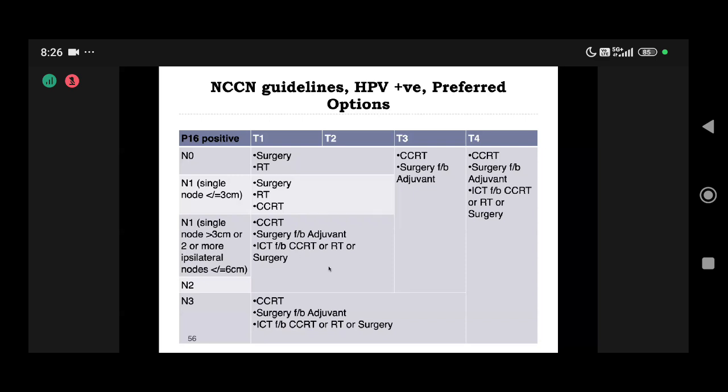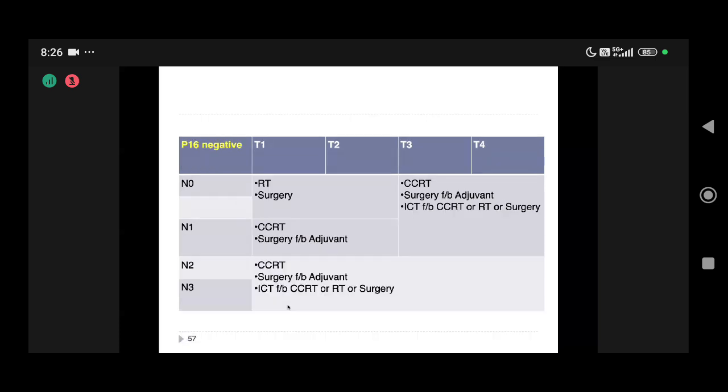But as the nodal stage goes up, the oncological outcomes are not as good. So you will have to use a multimodality treatment. It can be chemoradiation, it can be surgery followed by radiation. Again, depending upon the extent of the disease, your evaluation of these patients, and the surgical expertise available at your center, that is what makes you decide how you will treat these patients.